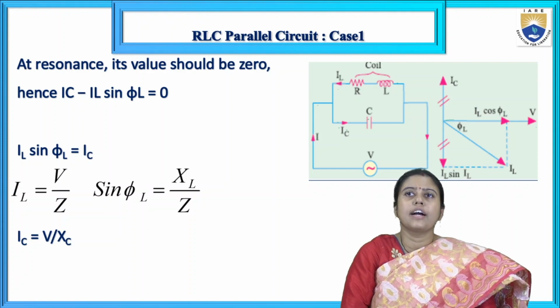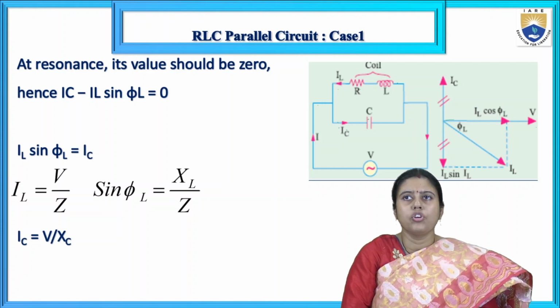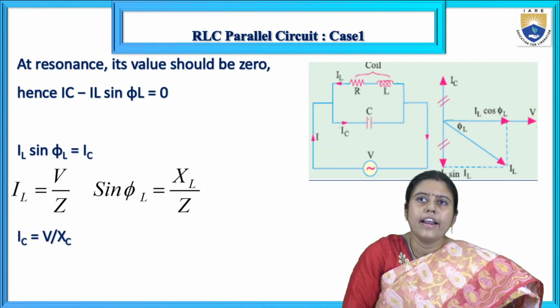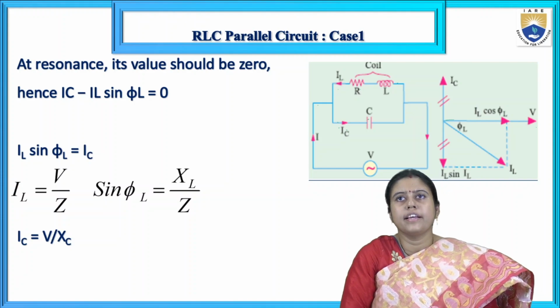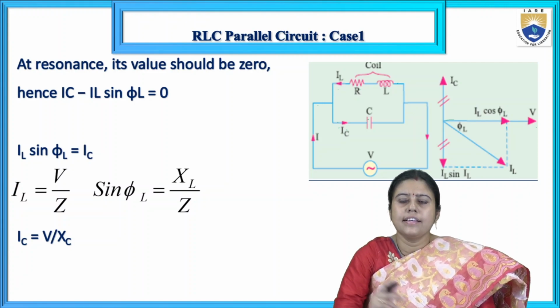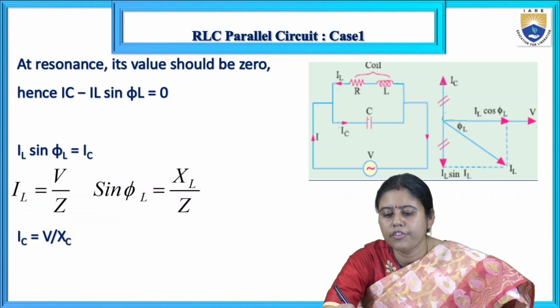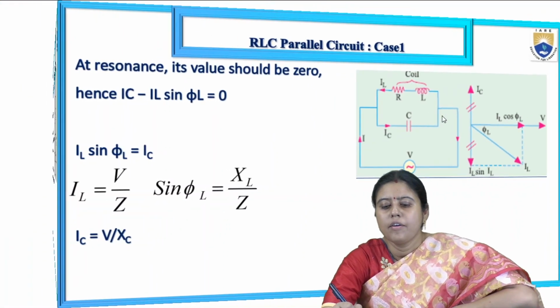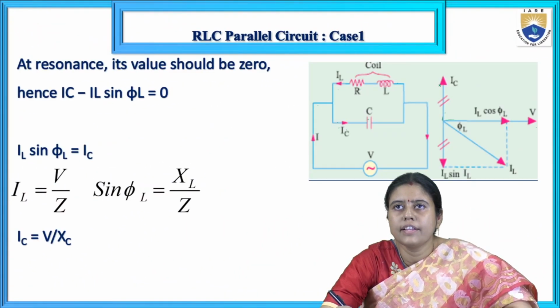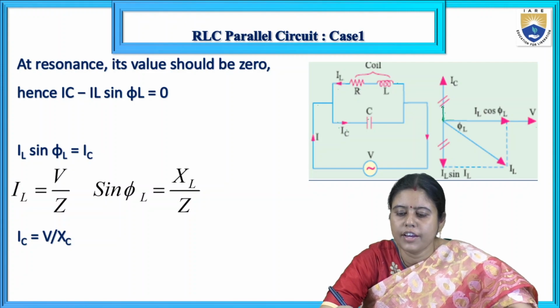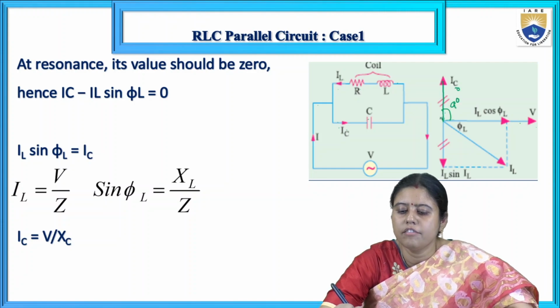And we know the current through the resistance is always in phase, and IC is always 90 degrees to the voltage. So first we have drawn the IC. Can you see? This is the IC, which is 90 degrees apart from the voltage. Now we are coming to this current, which is basically the IR current.